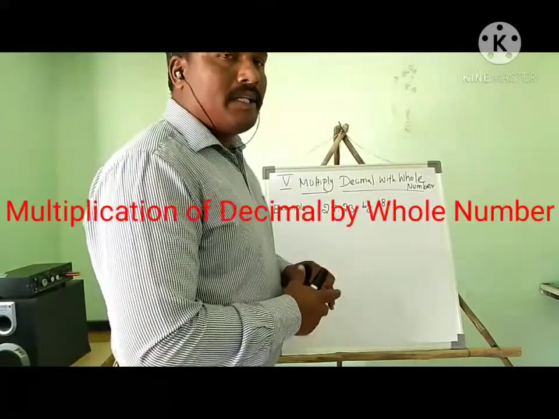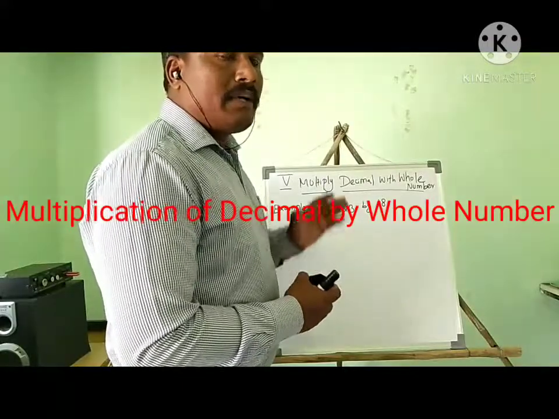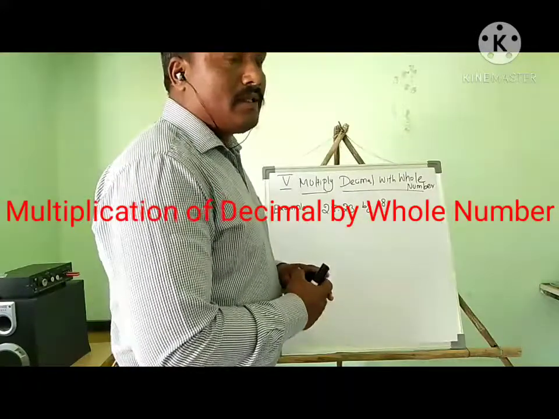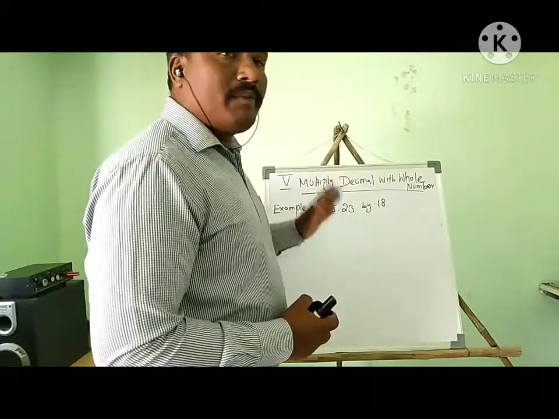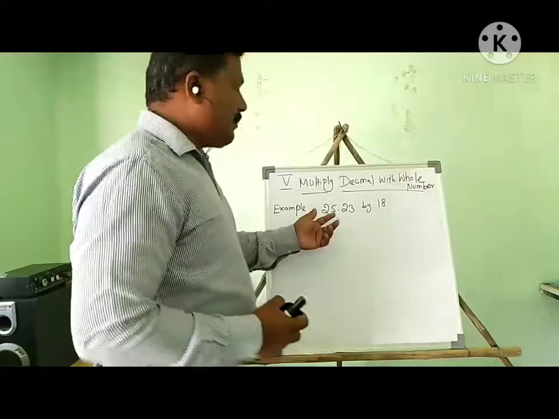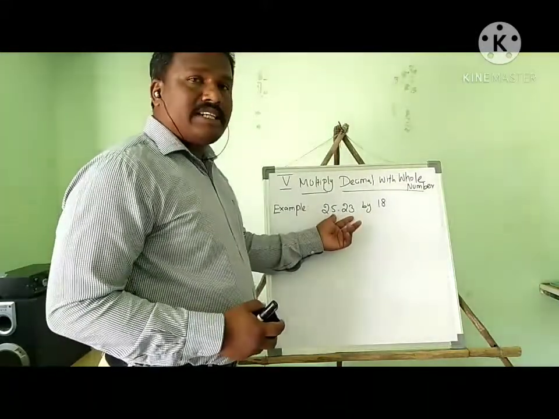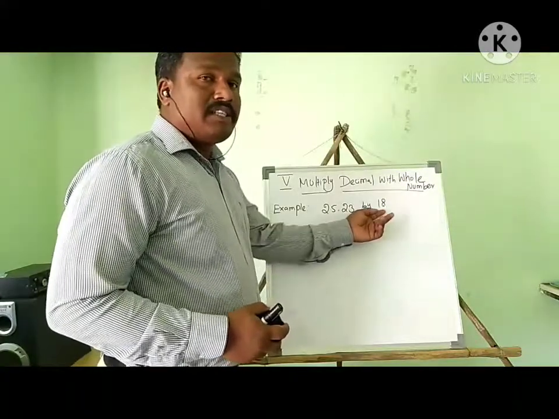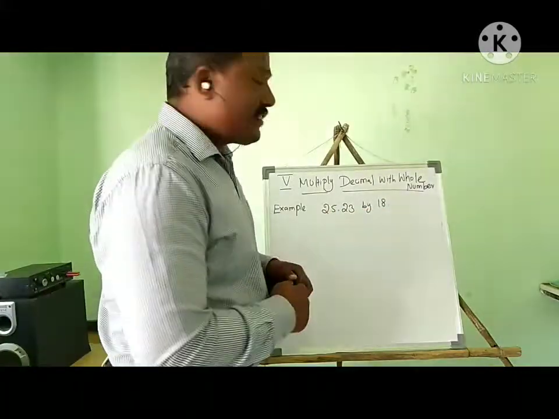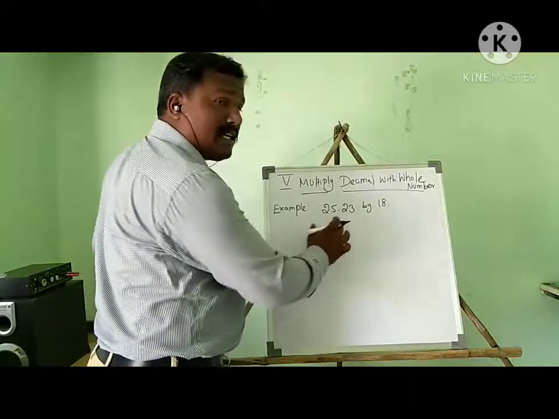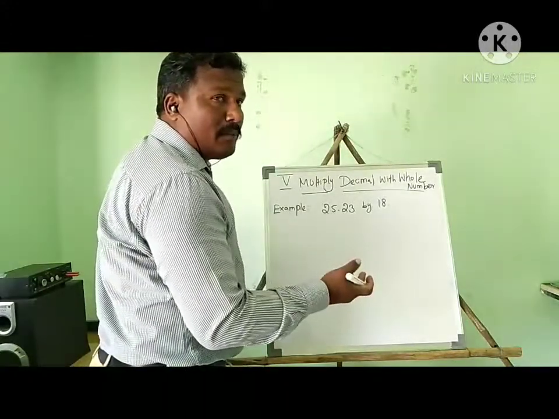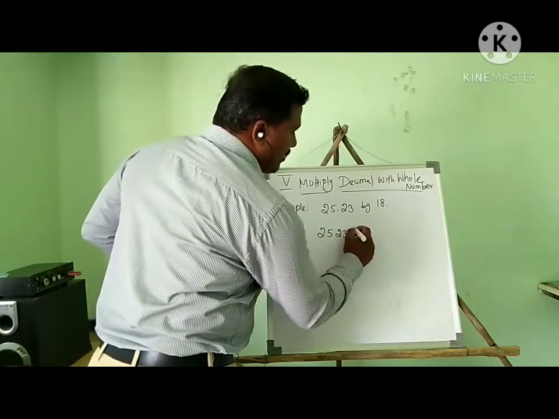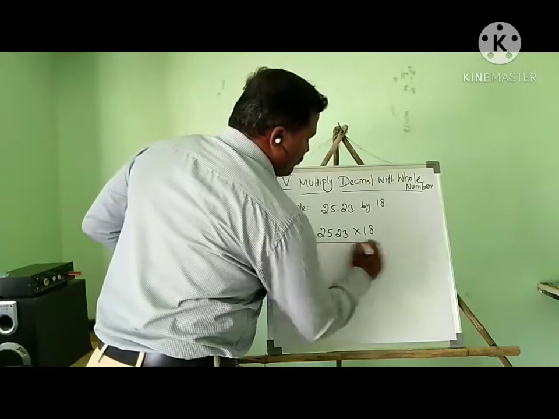In this example, we are going to discuss multiplying a decimal number by a whole number. If you look at this, 25.23 is a decimal number, 18 is the whole number. Now how to multiply this number by this number? You have to take this number as a real whole number, this also. So 2523 multiplied by 18.